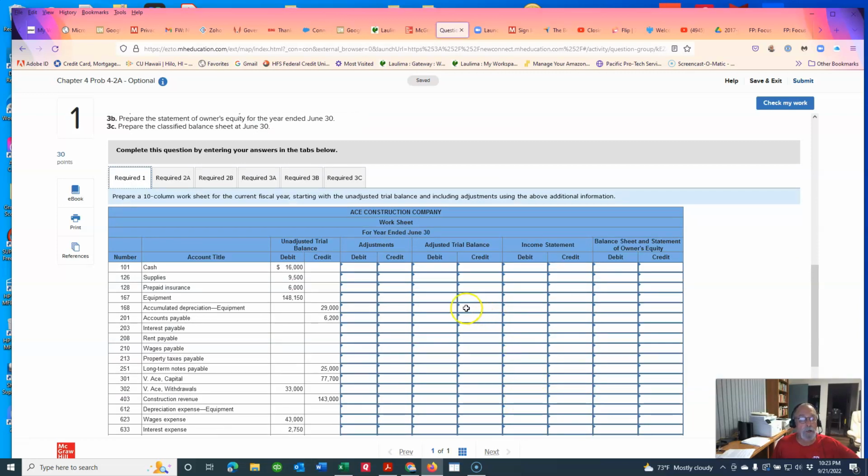So our supplies balance at the end of the fiscal year, which would be post-adjustment, after adjustment, should be 3,420.